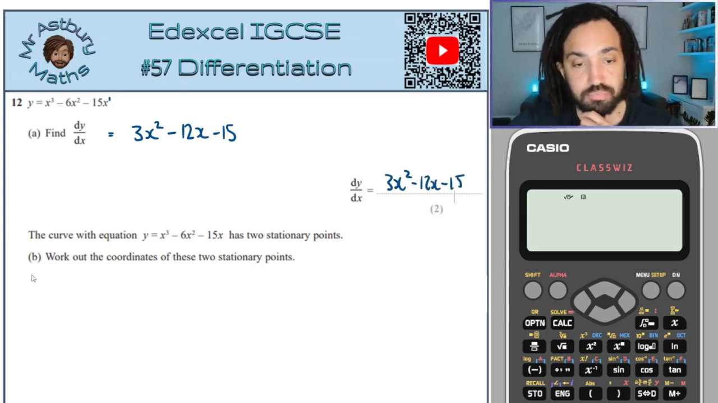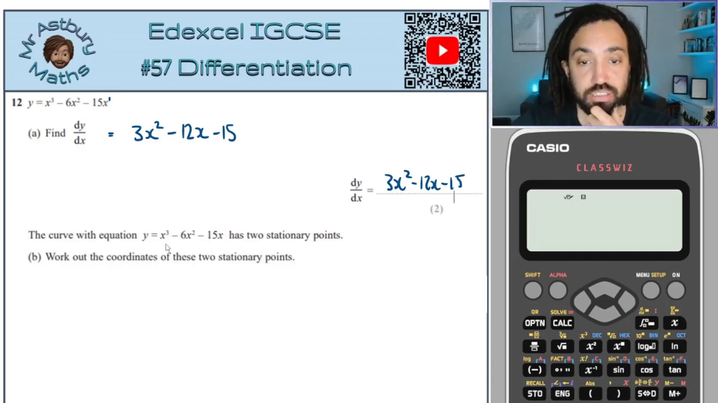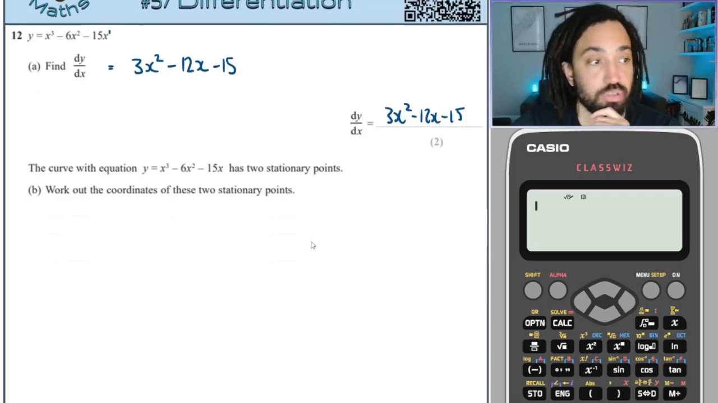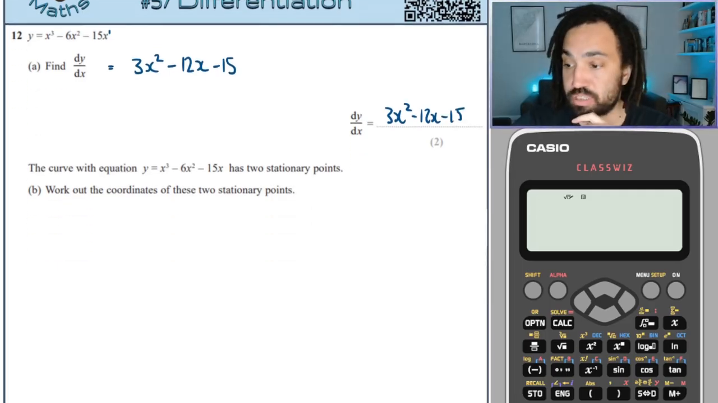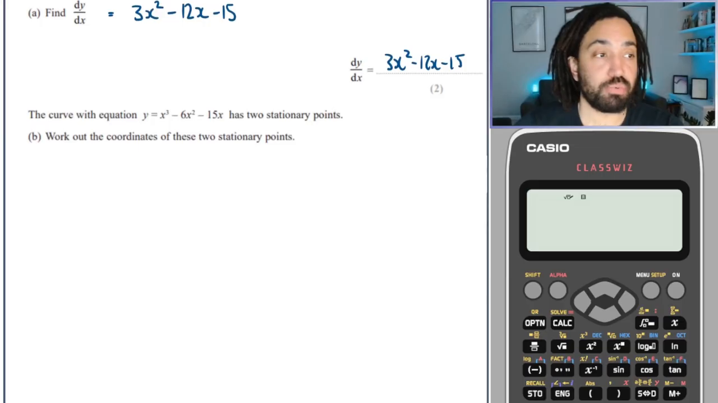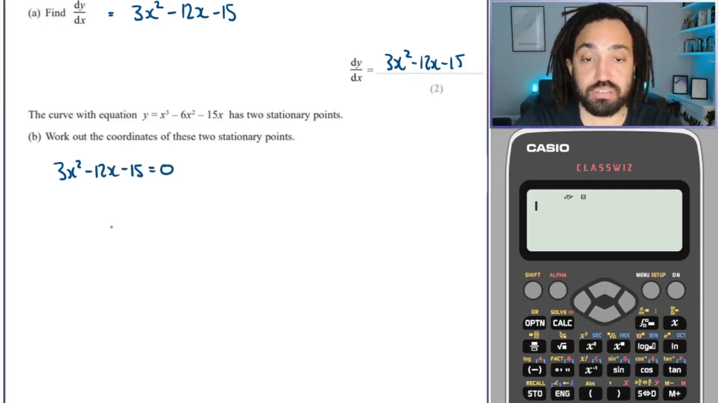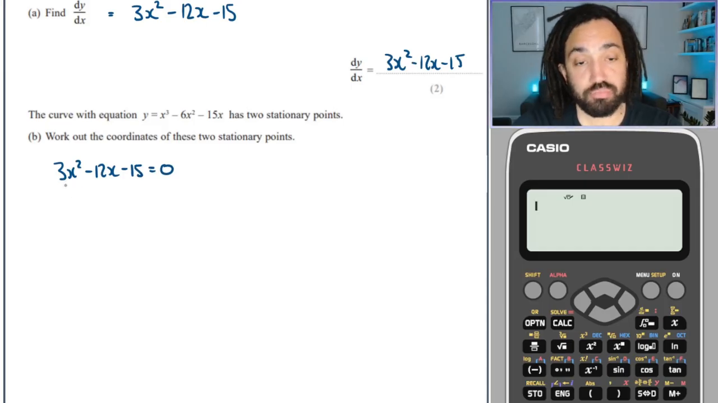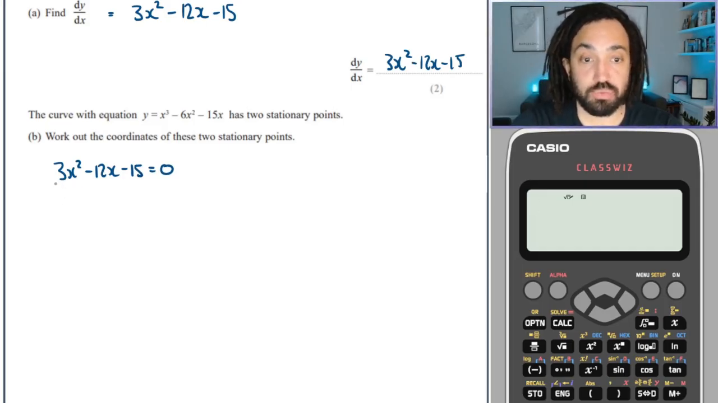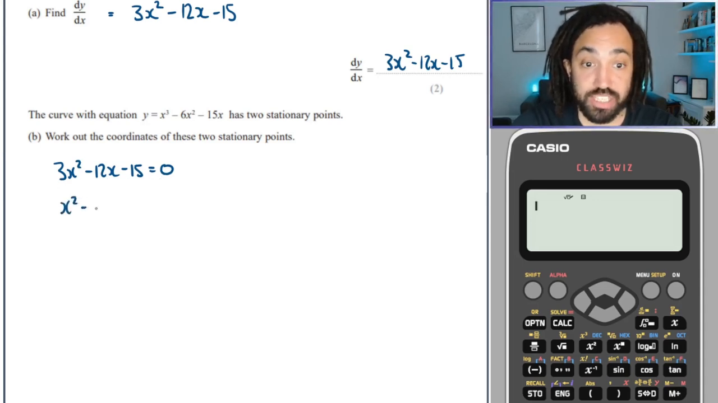Lovely. Okay, the curve has this equation, so it's the same one as the one above, and it has 2 stationary points. Work out the coordinates of these 2 stationary points. Okay, so stationary points are when the gradient function, dy by dx, is equal to 0. So we take our gradient function, which we have already found, and we set it equal to 0. Okay, how am I going to factorise this? Well, actually I can see straight away we can divide all these terms by 3. So I can do that now because it's equal to 0.